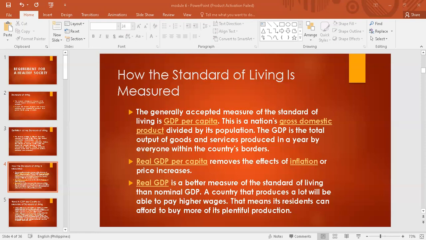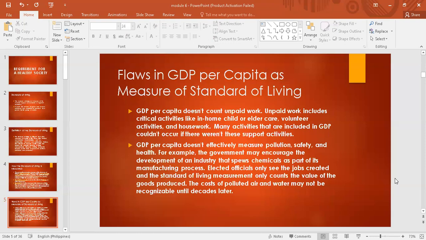So, we can say that a country tries to increase the standard of living by increasing production and making these products available to the public. Okay? We say a society is healthier when there is a high GDP. Now, the flaws of our GDP: we can say that GDP should not be used as a measurement for standard of living.